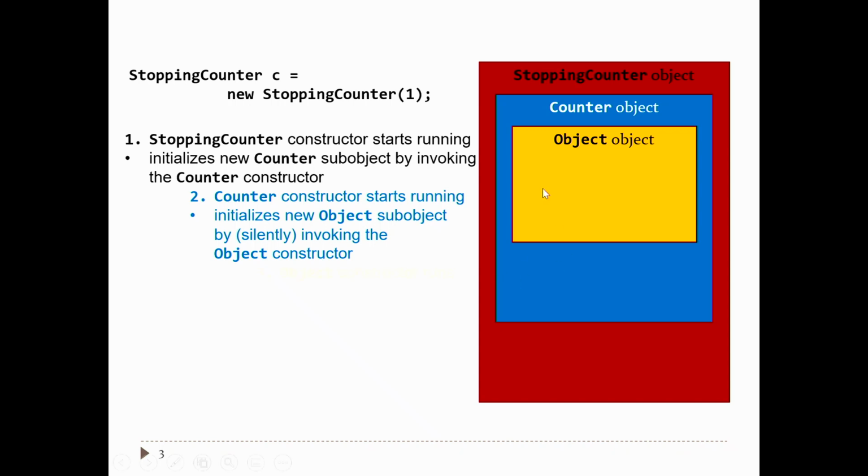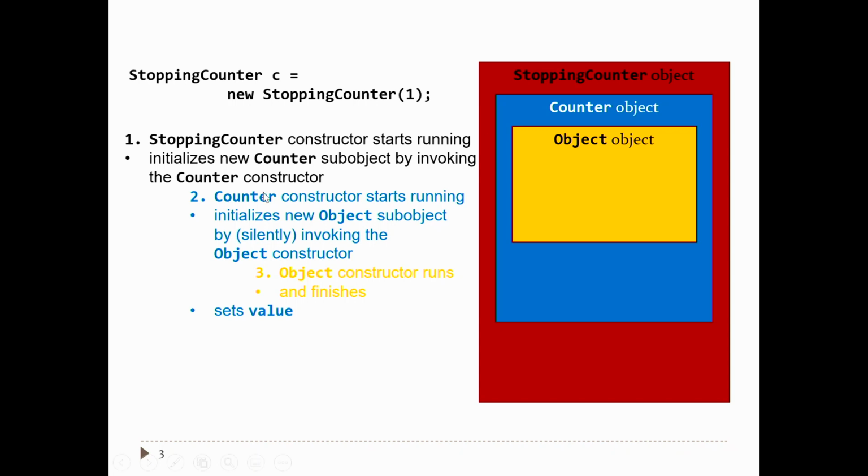I don't know what that constructor does, but it does something. I haven't looked at the source code for object. I don't know what's in it. If it has fields, it has to set those fields. Other than that, I have no idea what's going on in that constructor. But it runs and initializes that object. When it's done, the object part of our stopping counter is now initialized.